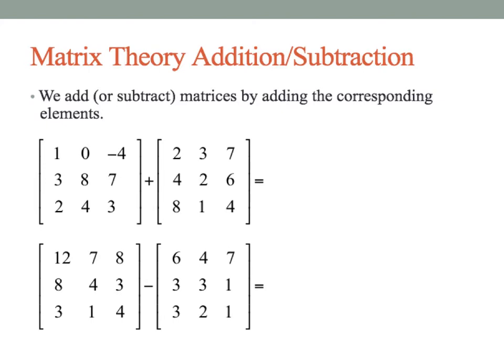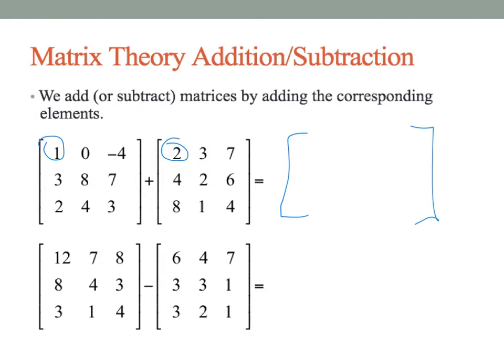So for the first example here, we've got two 3x3 matrices, and we're just going to add those together. Notice we've got 1 right here and 2, and that's what we're going to be adding together.